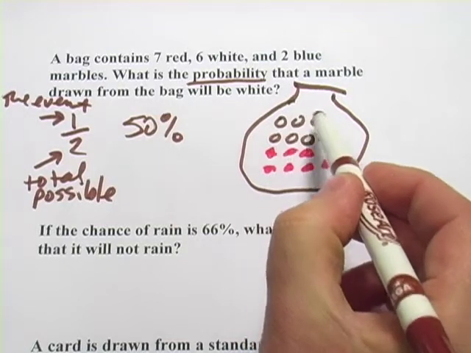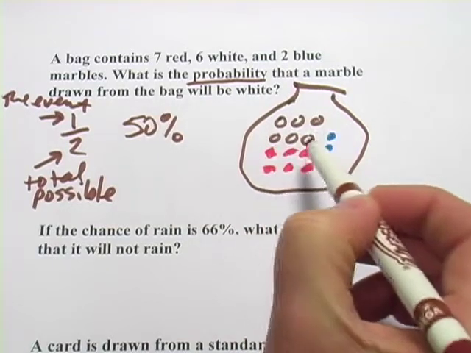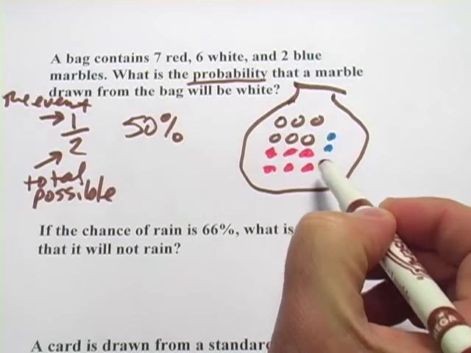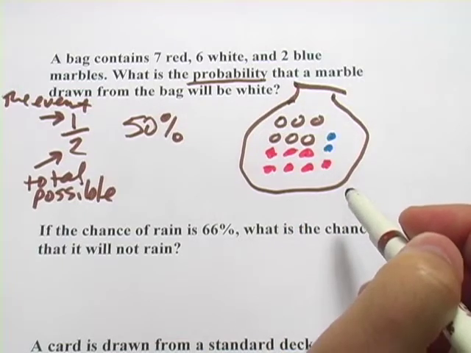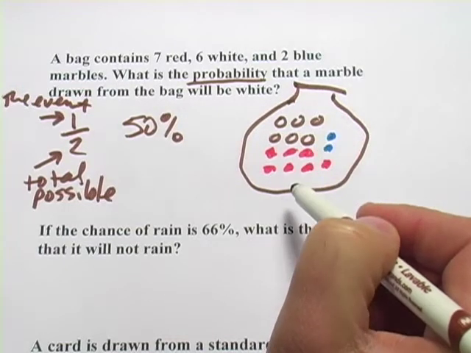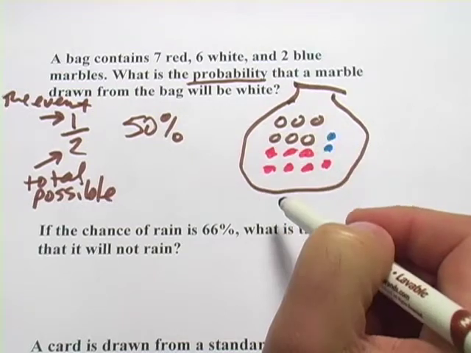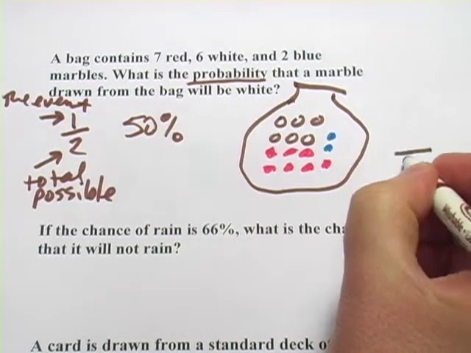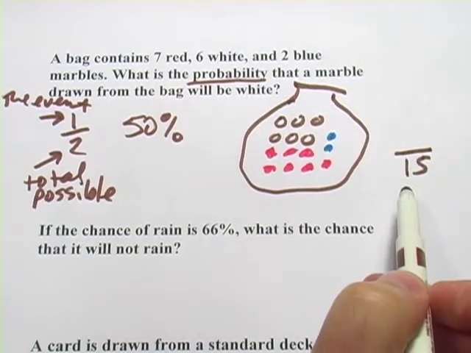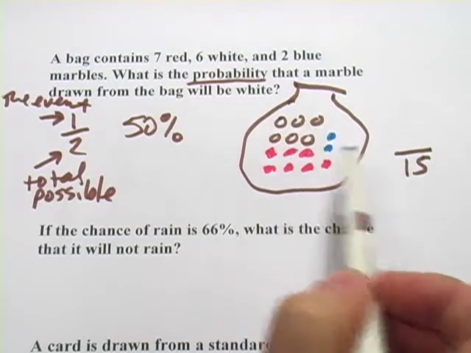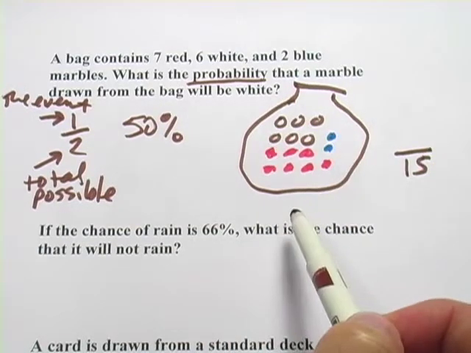I've got 1, 2, 3, 4, 5, 6, 7, 8, 9, 10, 11, 12, 13, 14, 15 marbles in here. So if I put my hand in there and pull one out, I could pick any one of those 15 marbles. So there are 15 possible things I could do. I could pick that white marble, that blue marble, etc.